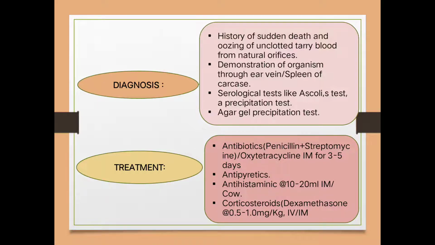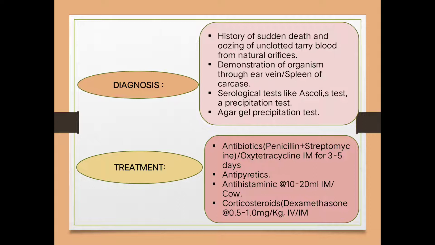Now, the findings of the necropsy are that rigor mortis is absent, and bloat and putrefaction are noticed very fast in those animals, and a markedly enlarged spleen will be there. It may be 5 to 6 times more enlarged as compared to the normal spleen, so it is referred to as splenomegaly. And the important point is that there will be unclotted blood oozing through the natural orifices. These are some of the points we will get in the necropsy findings.